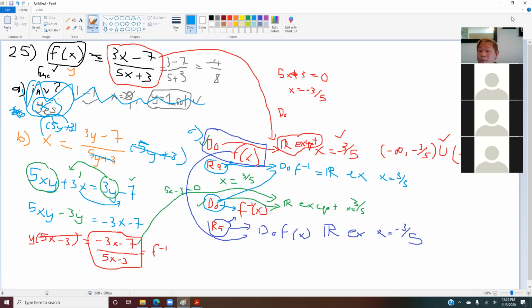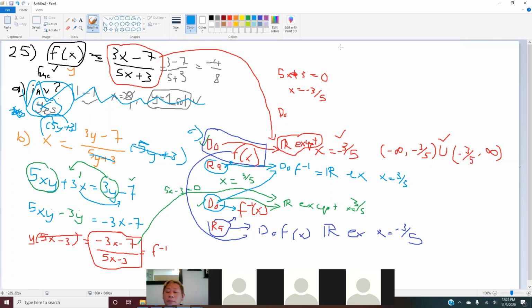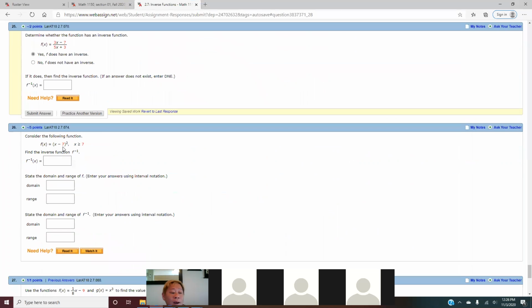For examples of ones that wouldn't have an inverse, would it be like the ones that are square rooted, like those where you have a domain restriction? So for the square root and the square one like this one, it has a domain restriction next to it.